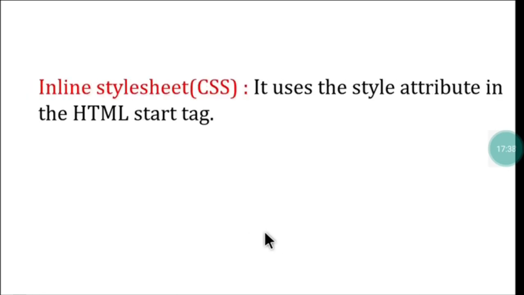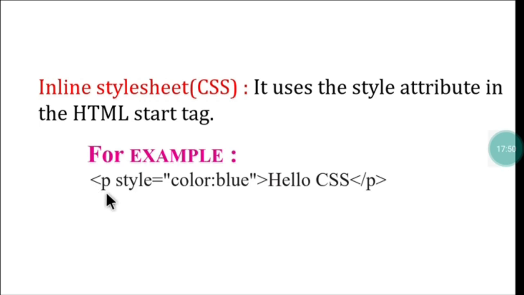Let's see the first type of CSS, cascading style sheet, which is the inline style sheet. This inline style sheet is used in the style attribute in the HTML start tag. For example, I use the p tag: p style equal color colon blue in double inverted commas, then the angular bracket, and next I have written hello CSS and closed the p tag.